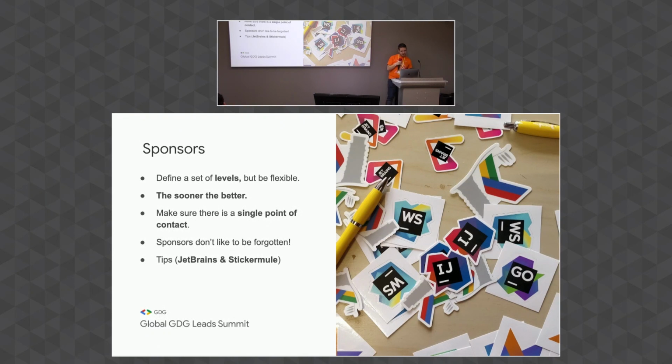And also, a couple of tips. JetBrains, if you have a Kotlin event, they usually sponsor a lot. They provide licenses and stickers and swag. Reach out to them. That's really easy to onboard. And also Sticker Mule. I don't know if you know them. They do great stickers, like our GDG Pisa stuff. And they're more than happy to sponsor tech events. Instead of providing money, they will provide stickers. That's, again, a great thing to have.